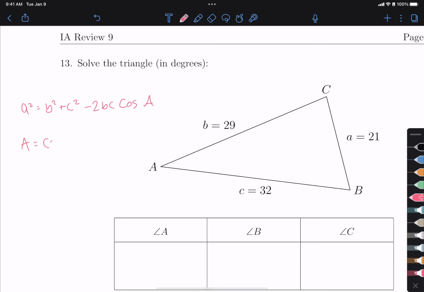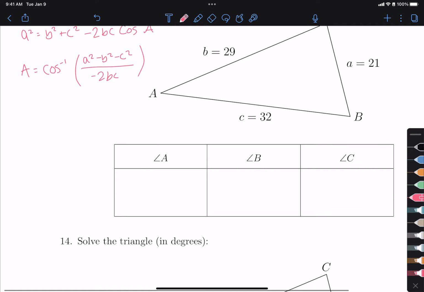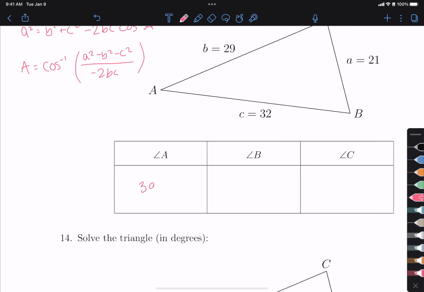So A is going to be the cosine inverse of a squared minus b squared minus c squared, all divided by negative 2bc, right? So if I put this in my calculator, cosine inverse of 21 squared minus 29 squared minus 32 squared, and we're going to divide by negative 2 times 29 times 32, okay? I'm going to get that the measure of angle A is 39.893 degrees.